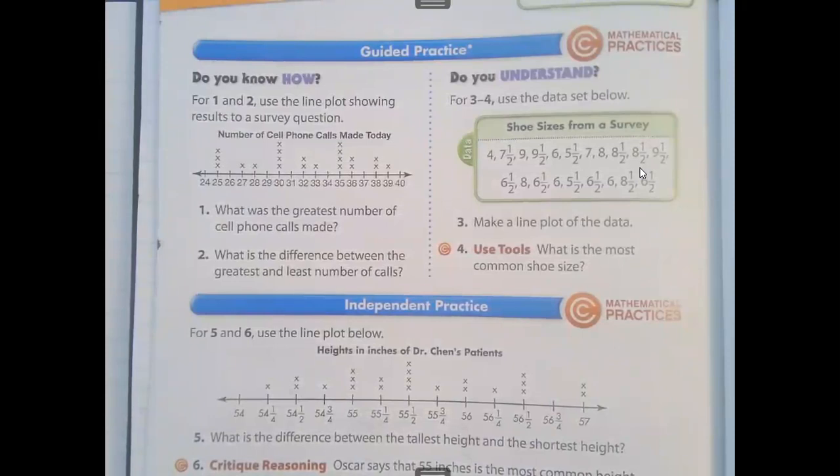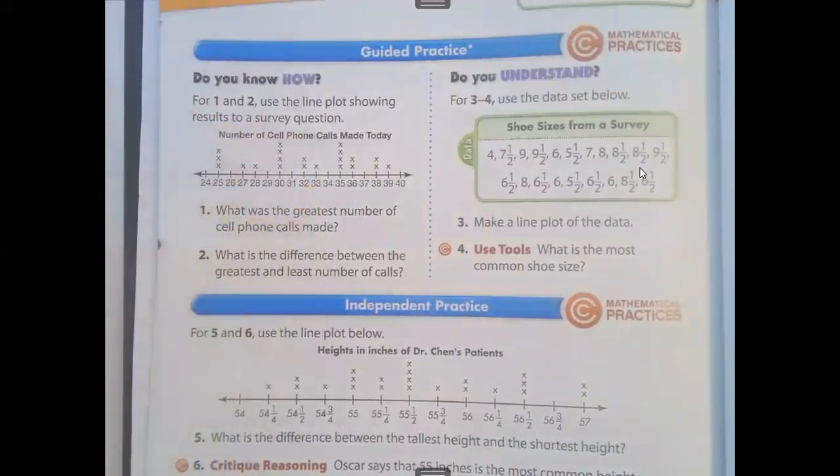So let's take a look at number 1. What was the greatest number of cell phone calls made? So when I'm looking at this, it's going to be 39. So the first answer would be 39.